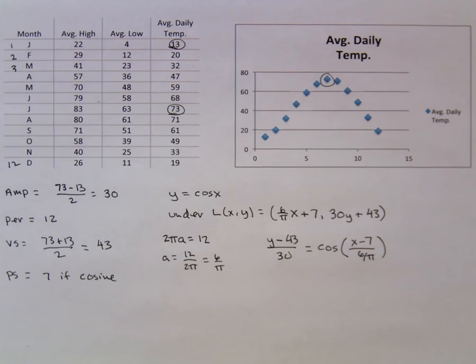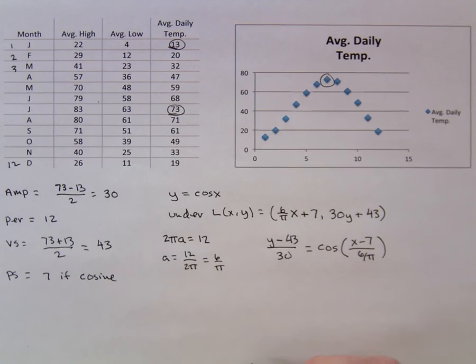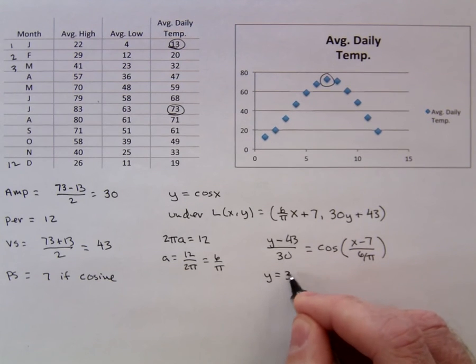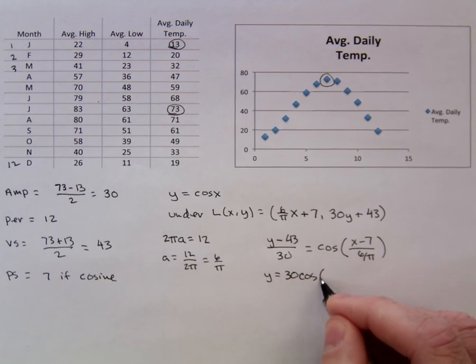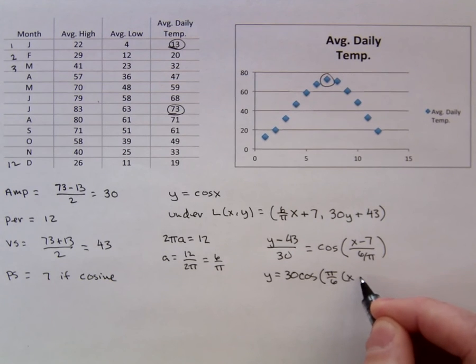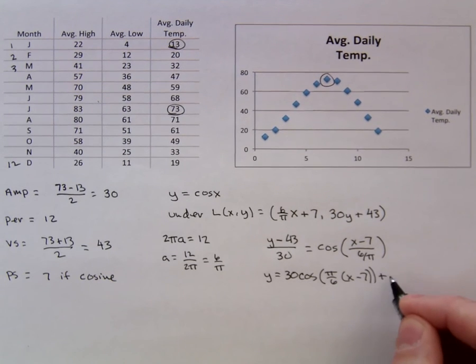And probably for daily use we would want to clean that up, so we could multiply by the 30 and we could add the 43. We would have y equals 30 cosine. We can clean this up a little bit also, since dividing by 6 over pi is the same as multiplying by pi over 6. We can make that little change and resolve the complex fraction, and then we'll have to continue with adding 43.